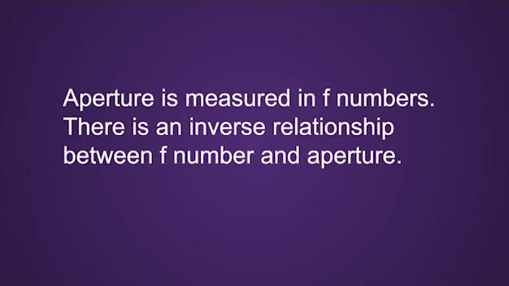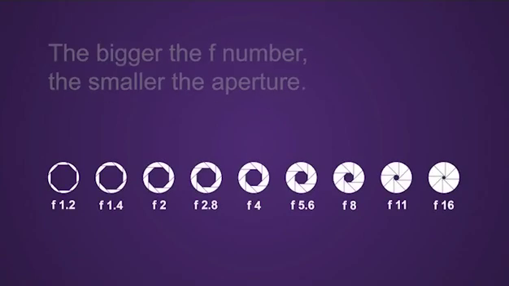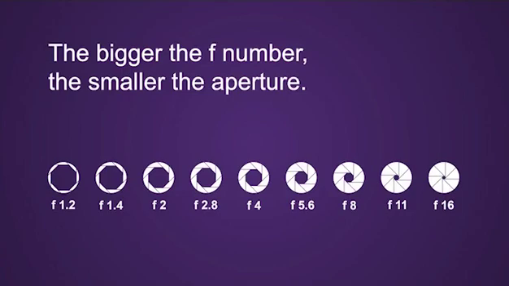Aperture is measured in f numbers. There is an inverse relationship between f number and aperture. The smaller the f number, the bigger the aperture. The bigger the f number, the smaller the aperture.